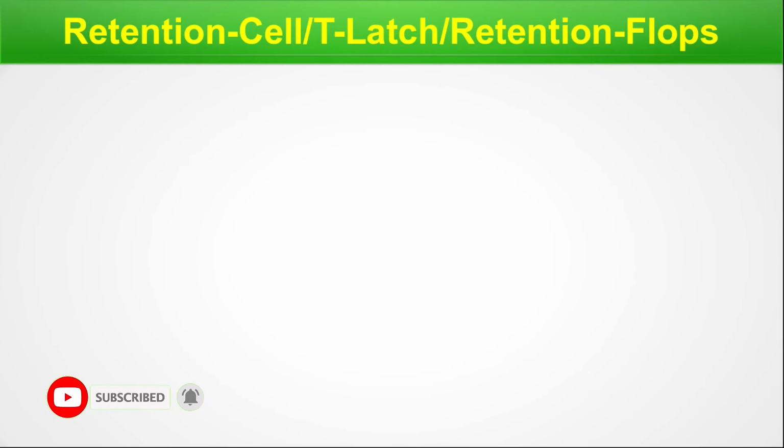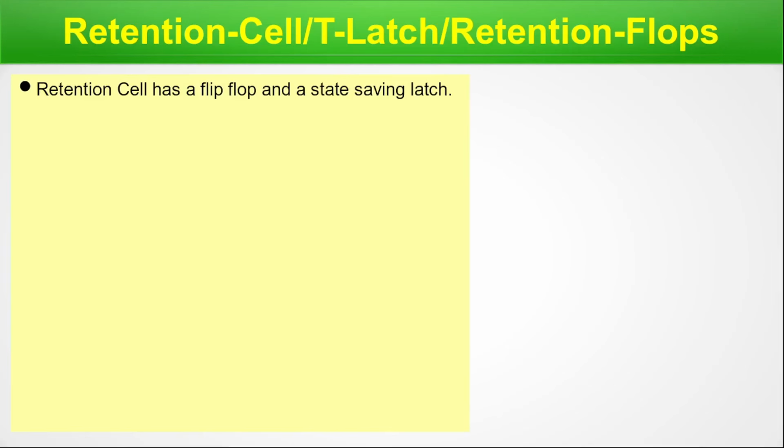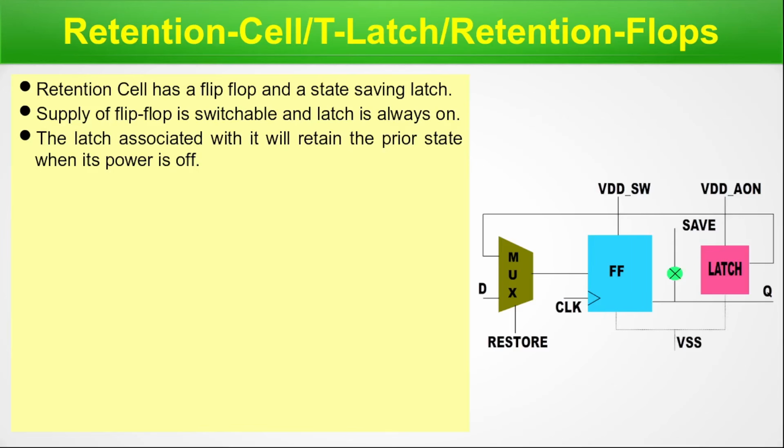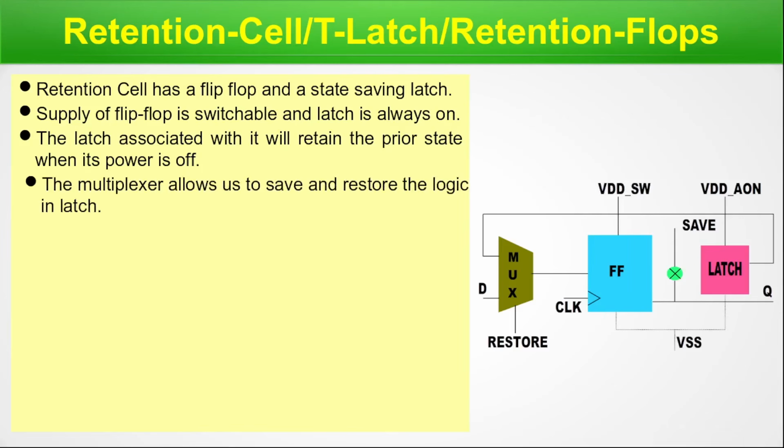Retention cell, P-latch, or retention flops. These are different names for the same thing, and in this slide we are going to talk about it. A retention cell has a flip-flop and a state-saving latch. Here is the block diagram of a retention cell. You can see, as we described, the supply of the flip-flop is switchable and the latch is always on. The latch associated with it will retain the prior state when it is powered off. The multiplexer allows us to save and restore the logic in the latch.